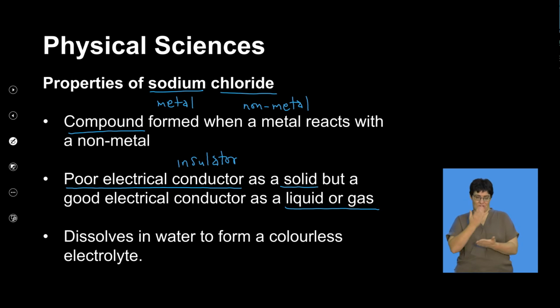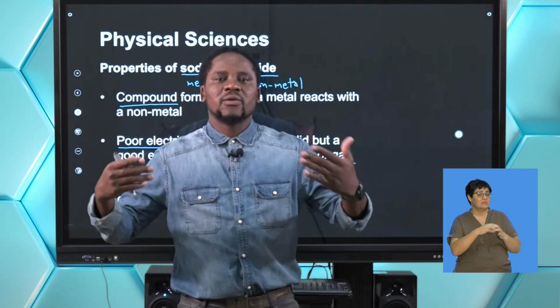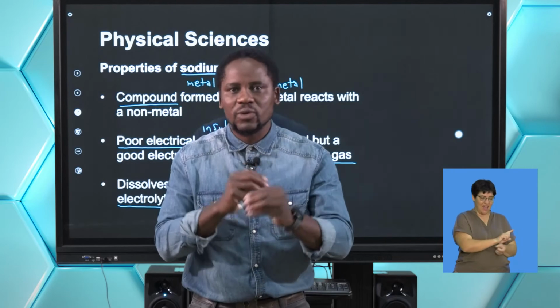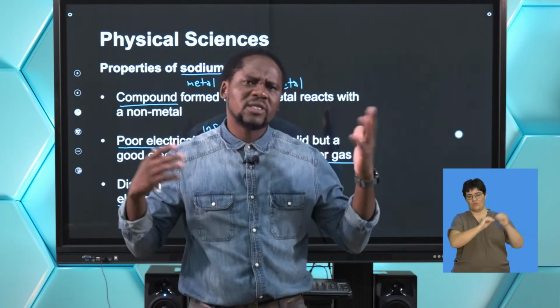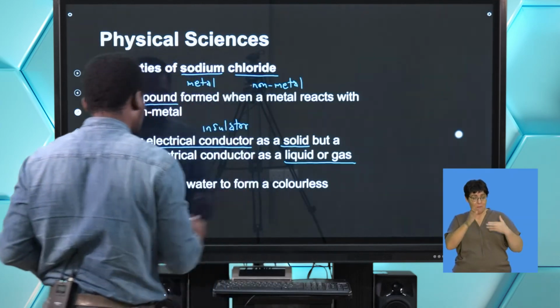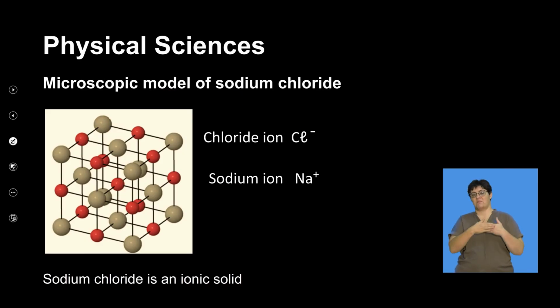Furthermore, in terms of solubility, it dissolves completely in water to form an electrolyte. Remember, electrolytes are only formed when an ionic substance completely dissolves in water, and then these ions are free to move through it. We'll talk about electrolytes in more detail as we look at the periodic table at a later stage.